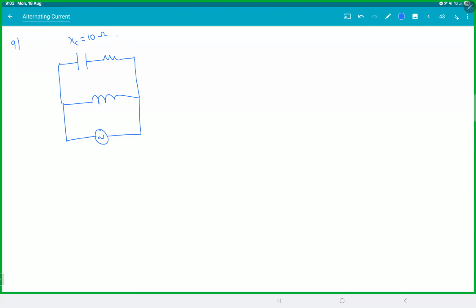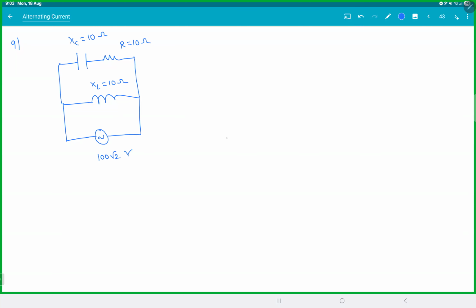So this XC is announced. Like I said, they'll never give you the complex number. They'll simply say XC. R is some ohms, XL is 10 ohms, and let's say this is 100 root 2 volt. Now look at this thing here, the problem. They'll say 100 root 2 volt.